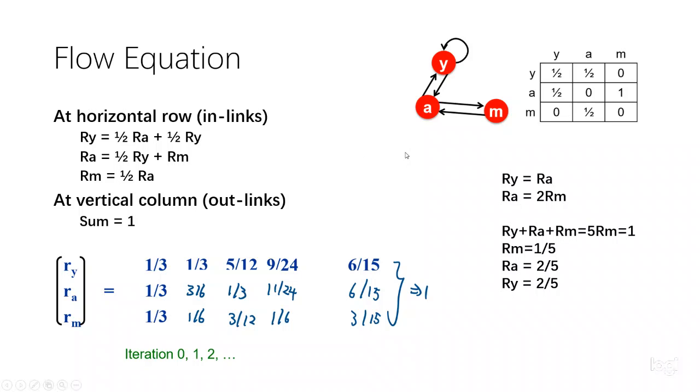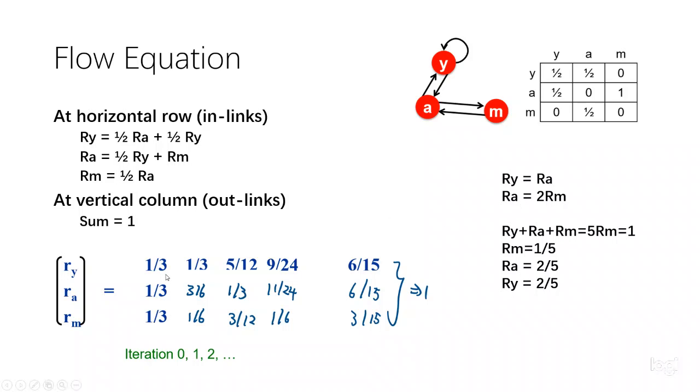And looking horizontally, it represents the in-links. Therefore, for the importance of RY, we can see it consists of two in-links. It equals 1/2 RA, the in-link from node A, plus 1/2 RY, the in-link from itself, node Y. Similarly, for node A, we have 1/2 RY plus RM. And for RM, we only have one in-link from node A, and therefore it equals 1/2 RA.